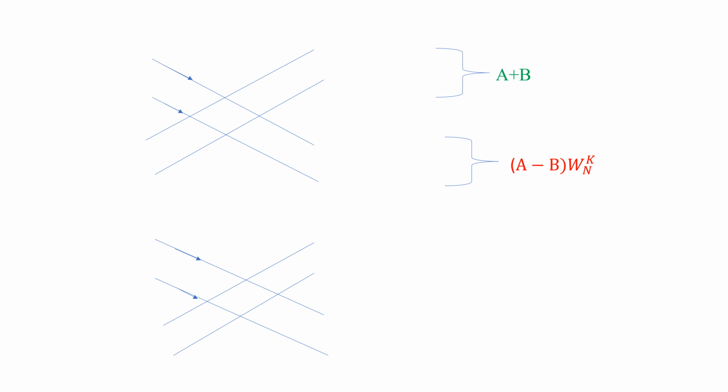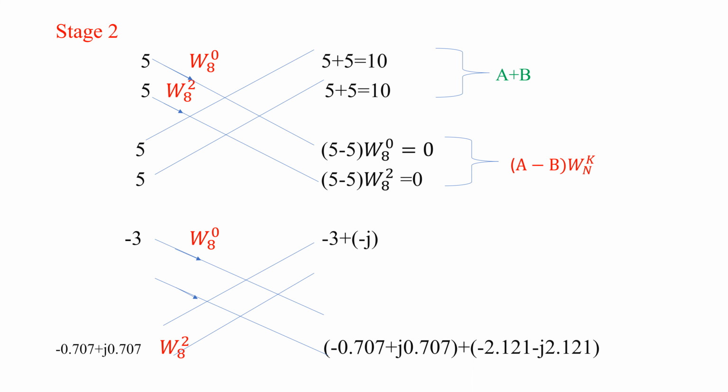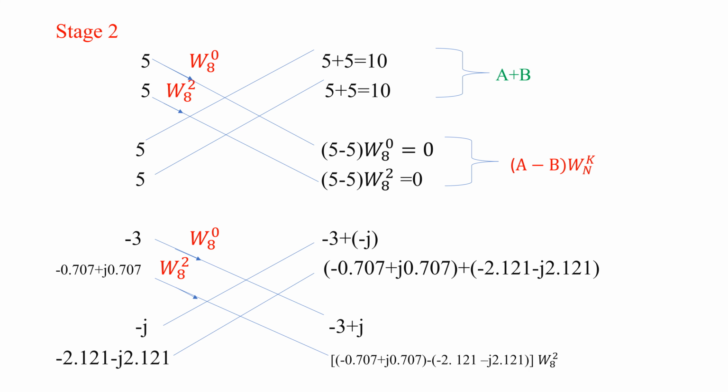We are seeing the second stage. In the second stage, the outputs from the first stage we use as inputs. Now, there are two butterflies. This butterfly is a 4-point butterfly. In the first butterfly, for the first two outputs, we have to use the formula a plus b. And for the last two outputs, we have to use the formula (a minus b) times W_N^k. In this way, we have to calculate the outputs for the second butterfly also.